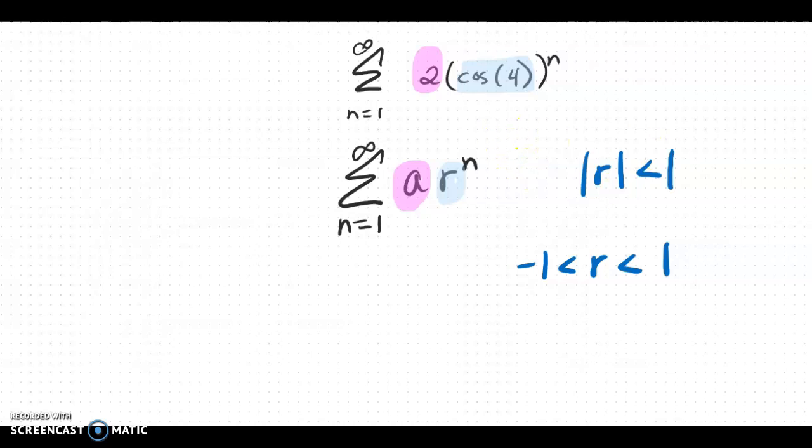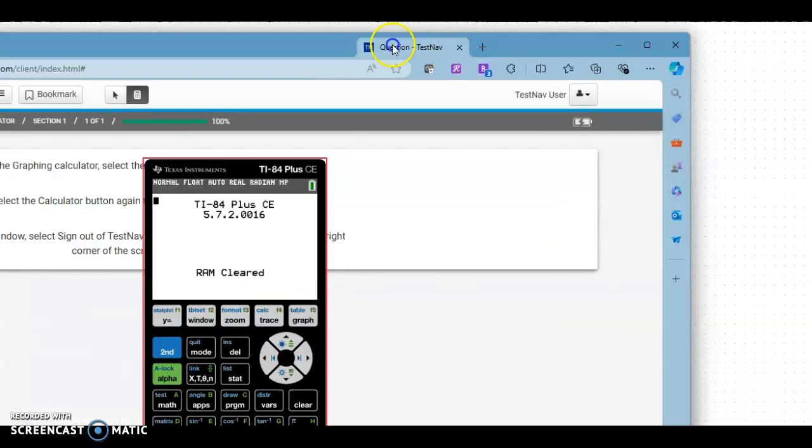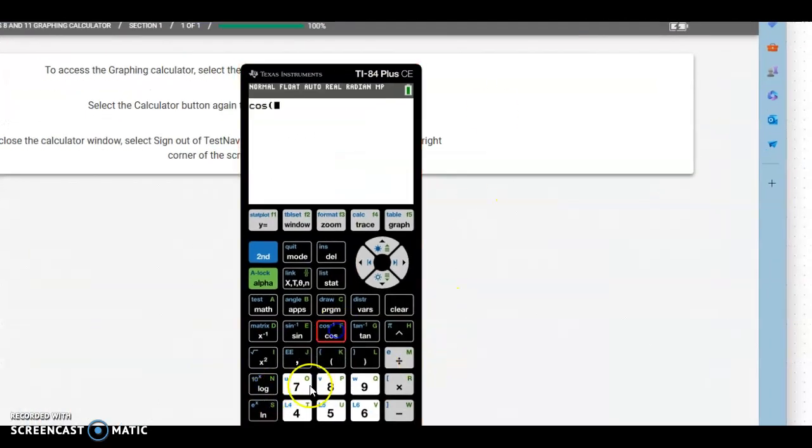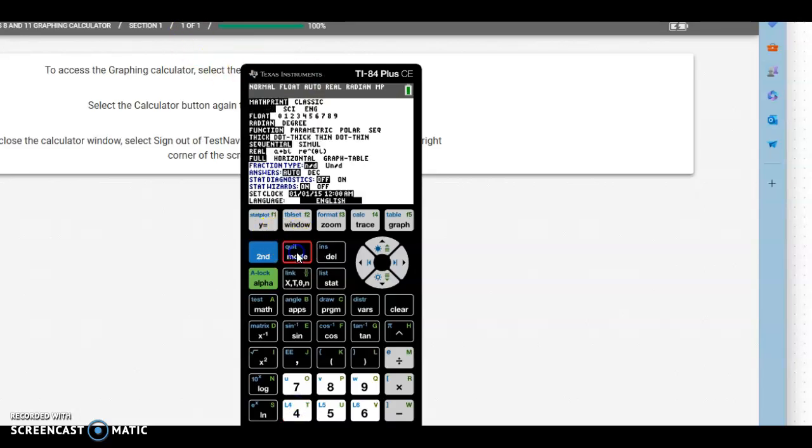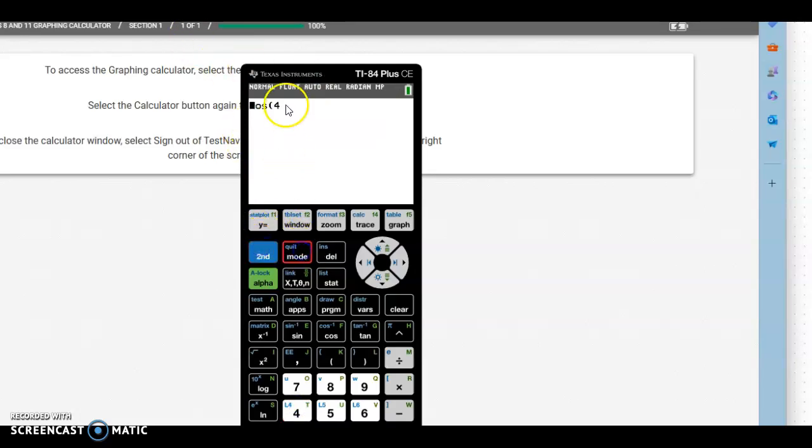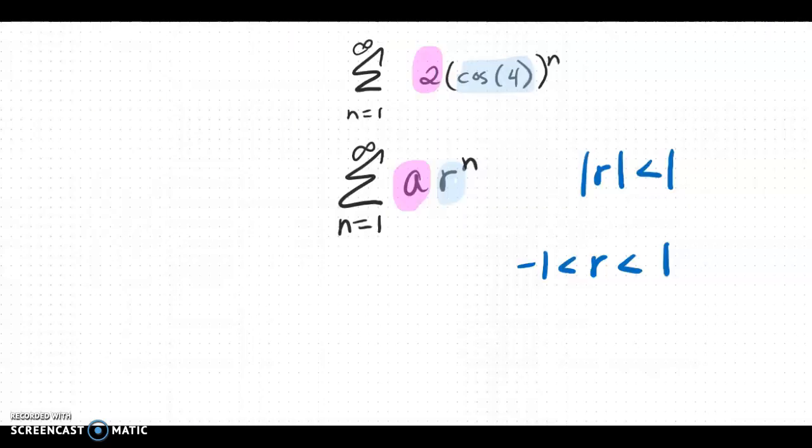So if we put the cosine of 4, making sure we're in radian mode, that 4 is a radian number, we end up with this number, -0.65, which is between -1 and 1. So then, since that is true, we say that this series will converge by the geometric series test.